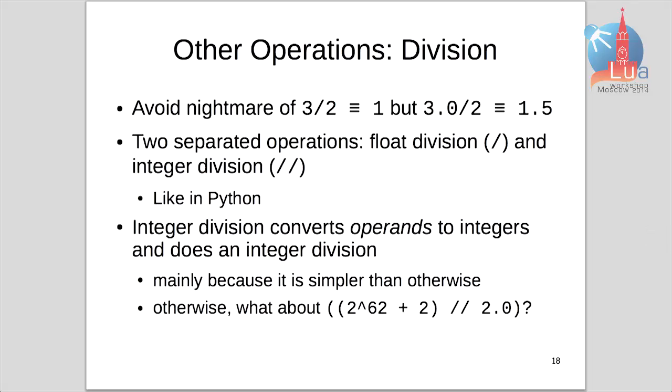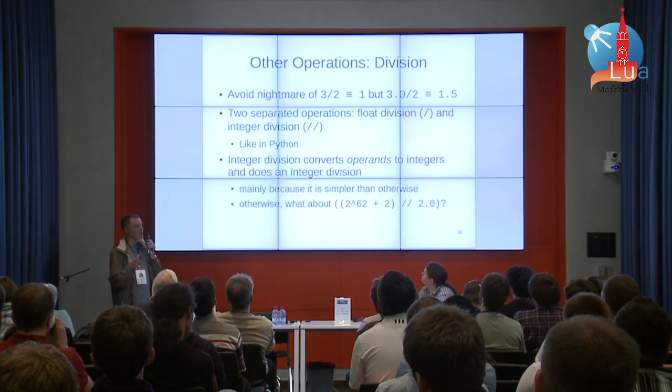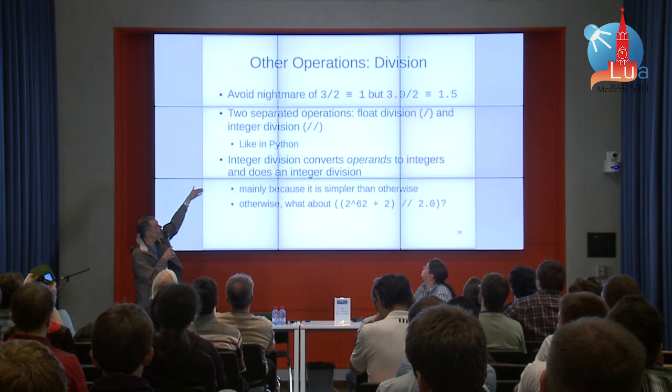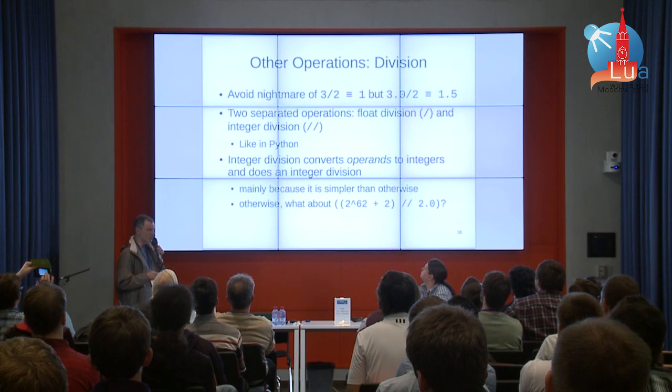For other operations, for instance division, it's a little different because the result of the division is not always an integer, so integers are not closed under division. So we try to avoid the nightmare. Python had that in earlier versions. Ruby still has that: when you do a division with integers, you have an integer division, but when you do the division with floats, you have a float division. So if you divide 3, you have one result, but if you divide 3.0, you have a different result.